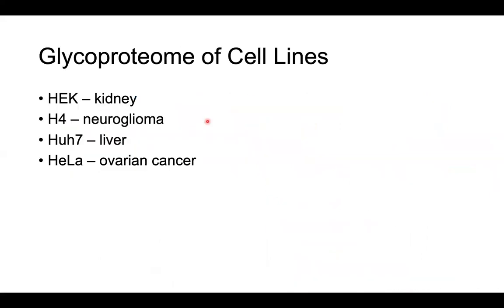The glycoproteome of cell lines is the next step of my project. We are going to look at HEK, which is kidney cells, H4, which is neuroglioma cells, U7, which is liver cells, and HeLa, which is cervical cancer.